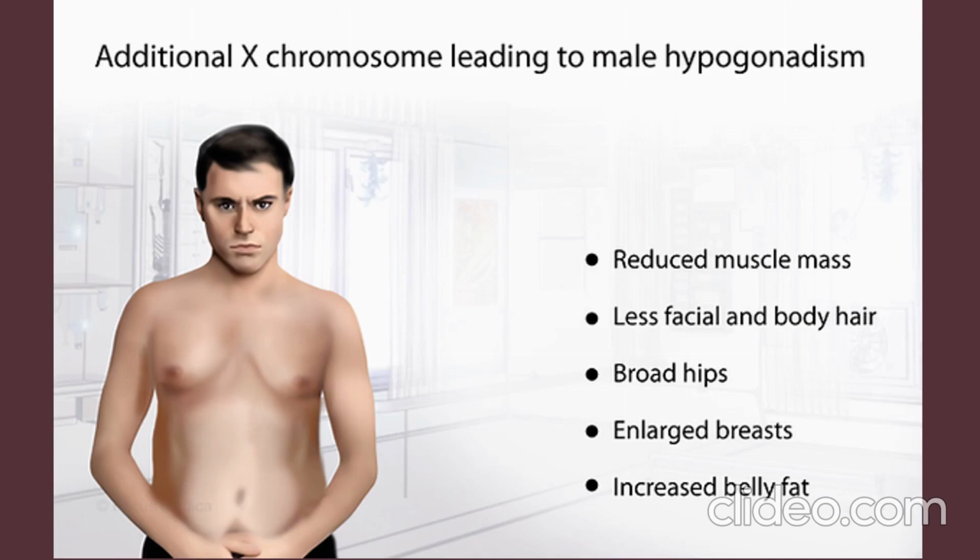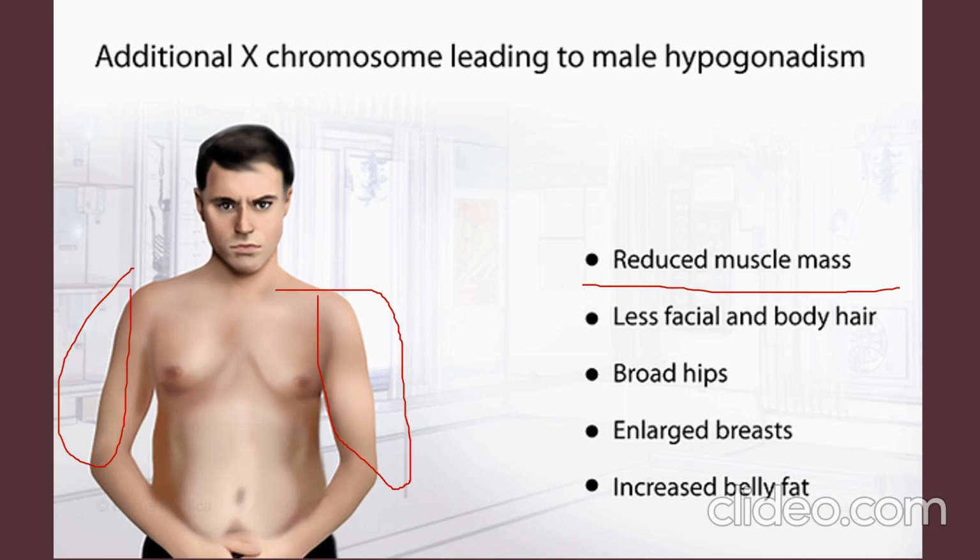Next, this is the Klinefelter's syndrome. No? There's an additional X chromosome leading to male hypogonadism. So, there's a reduced muscle mass. So, instead na pagkalalaki, may daming muscle, diba? So, yung arms niya, parang girl. And then, there's less facial and body hair, so medyo makinis sila. There's broad hips. Can you imagine a guy with broad hips and large breasts? And increased belly fat. So, lalaki siya, pero meron siyang mga characteristics ng female.